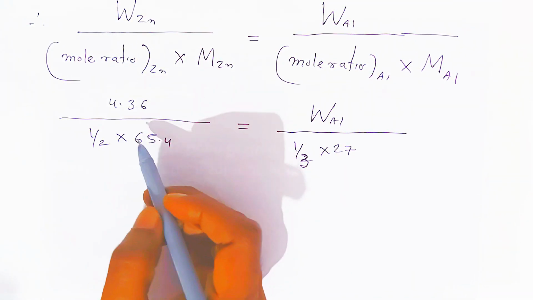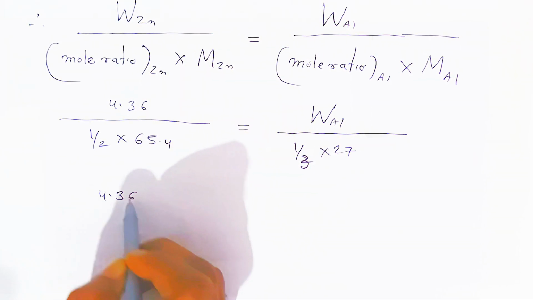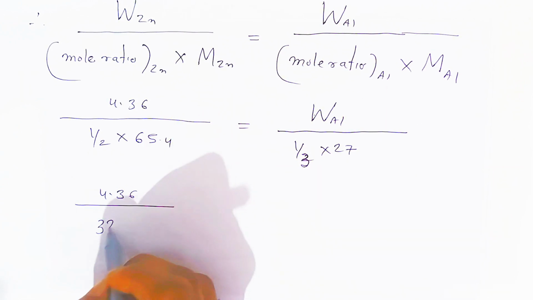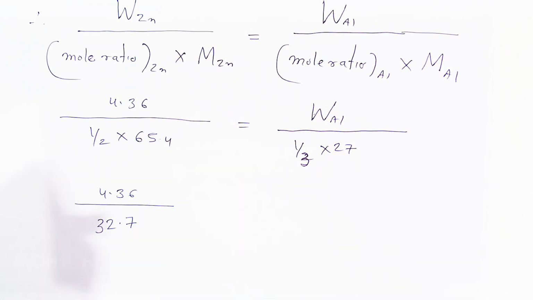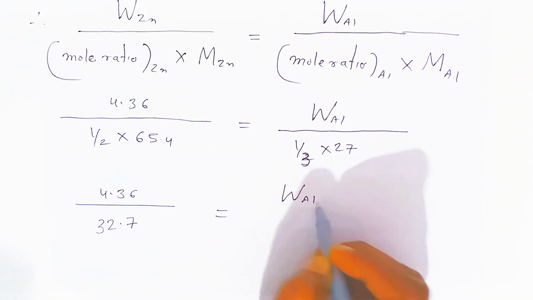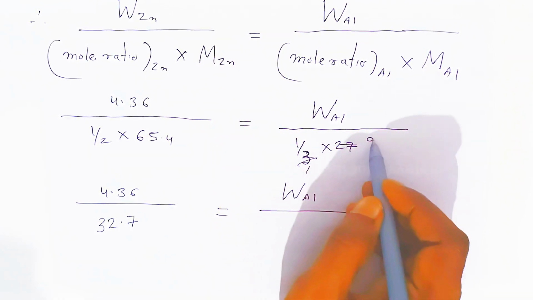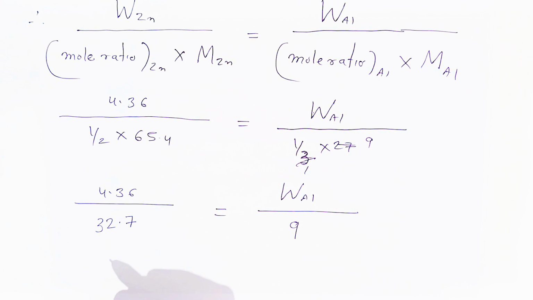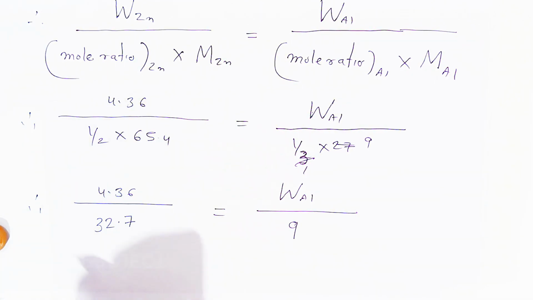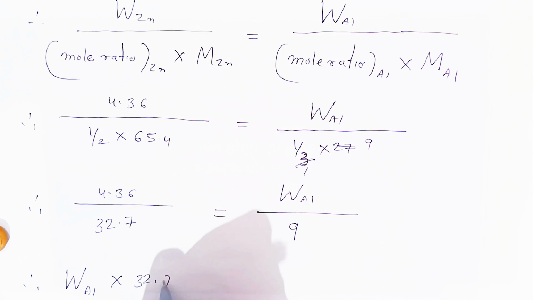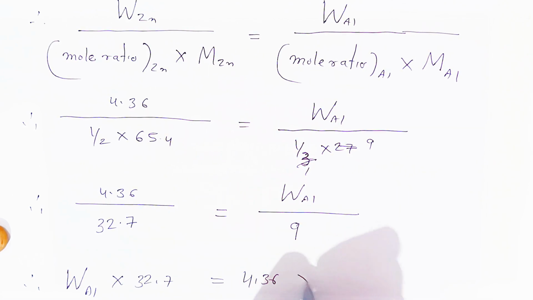Now what happens, students? Just make it half. 4.36 will be as it is. If you make it half, 2 3s are 6, 2 2s are 4, and 2 7s are 14. Okay, students. Now weight of aluminum, write as it is. When you make 1/3 of 27, 3 9s are 27, so it will be 9. Now, students, you have to just do the cross multiplication. What happens, students? When you do the cross multiplication, here weight of aluminum with multiply with 32.7, and here 4.36 multiply with 9.